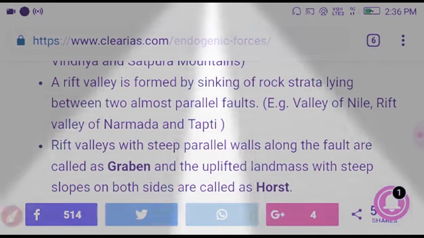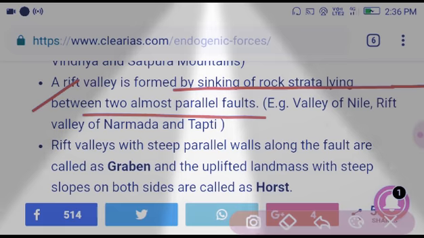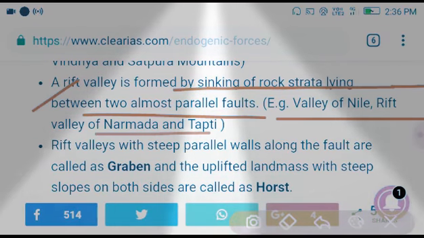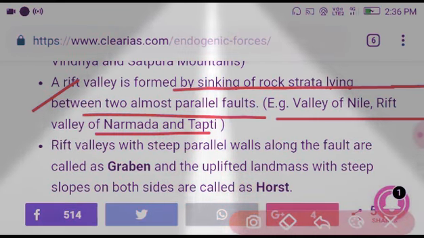A rift valley is formed by the sinking of rock strata lying between two almost parallel faults, for example the Valley of the Nile and the rift valleys of the Narmada and Tapi.